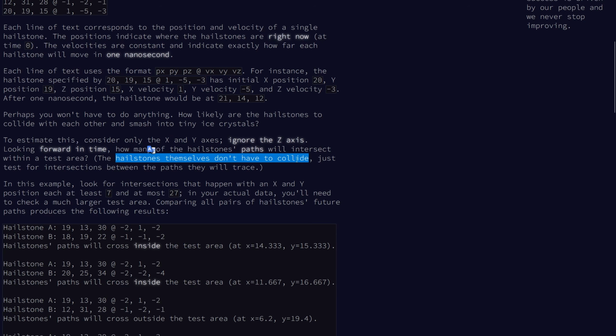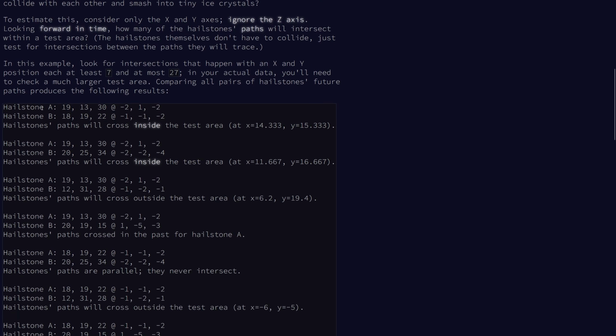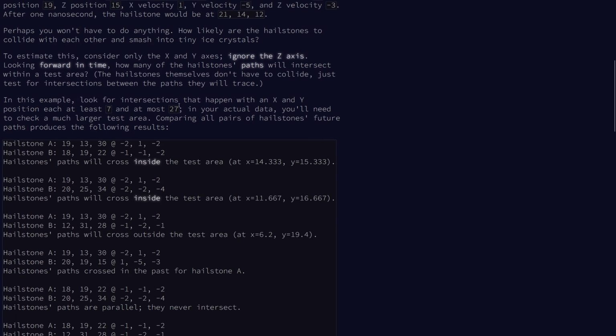The hailstones don't have to collide. In other words, they don't have to be at the same point at the same time. We just want to see if their paths will intersect. So in this example for the test data, we're just going to look for intersections that happen within an x and y position of 7 to 27 as a minimum and maximum. In the actual test data, we're going to have much larger values for both of these.